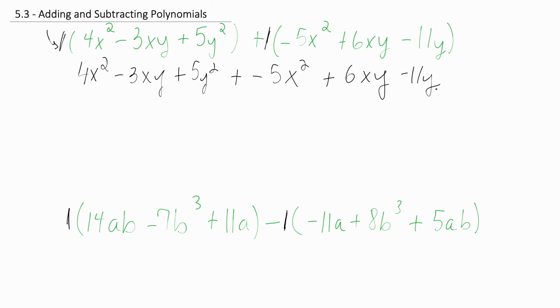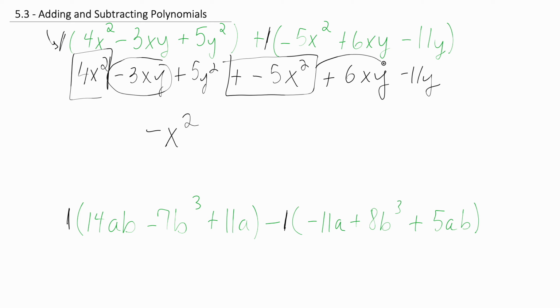Once the parentheses are dissolved, you can start combining those terms that have the same variable part. So we start looking for terms, for example, that have x squared. I have another one over here. 4x squared plus negative 5x squared is going to leave me with negative x squared. I see another one here with 3xy and 6xy. I add those two, I get plus 3xy.